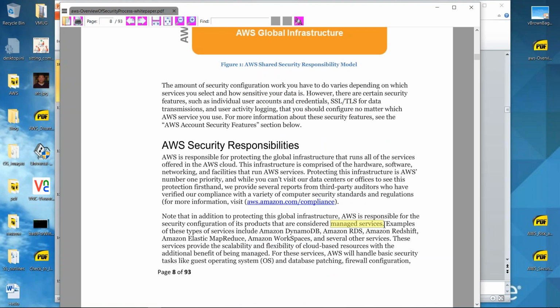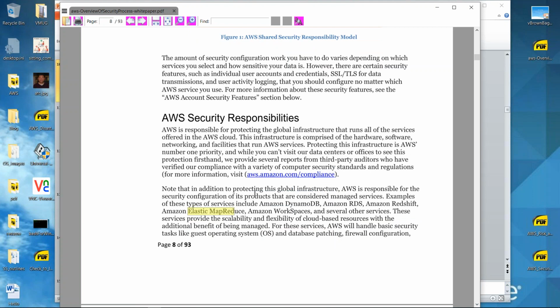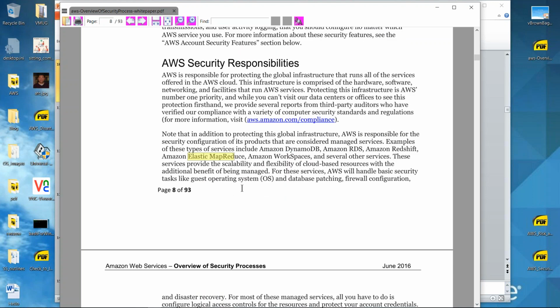Because if we look at AWS as infrastructure as a service, the global infrastructure is what it should provide security to. But for managed service, which is more PaaS, examples of this service include Amazon DynamoDB, RDS, Redshift, and Elastic MapReduce. These are the responsibility of AWS. Maybe some of the questions will ask who is responsible to update the OS and patching, but it's already very well spelled out that AWS is responsible for the basic security for the OS and the patching of the software.